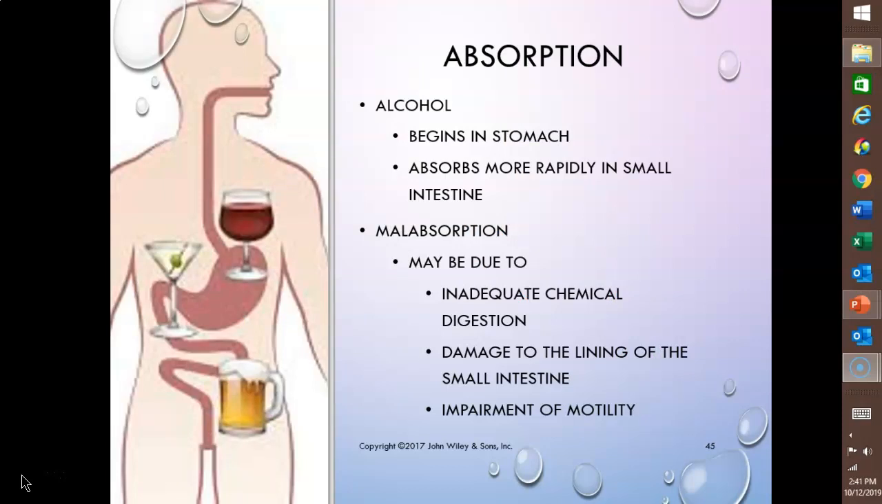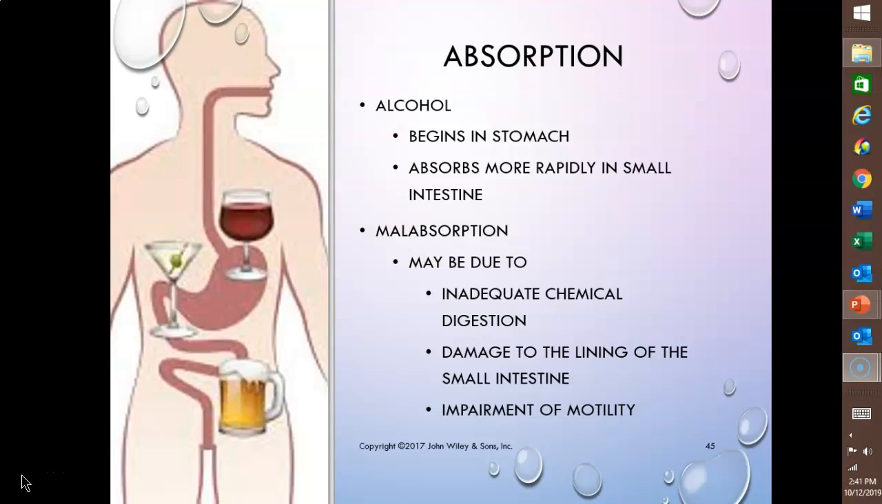Since we're looking at absorption, let's take a moment and look at a couple of factors related to that. The absorption of alcohol can, of course, directly determine the intoxicating effects of the alcohol based on blood alcohol level. Because alcohol is lipid soluble, it begins to be absorbed in the stomach. However, the surface area available for absorption is much greater in the small intestine than in the stomach. So when the alcohol passes into the duodenum, it's more easily absorbed.